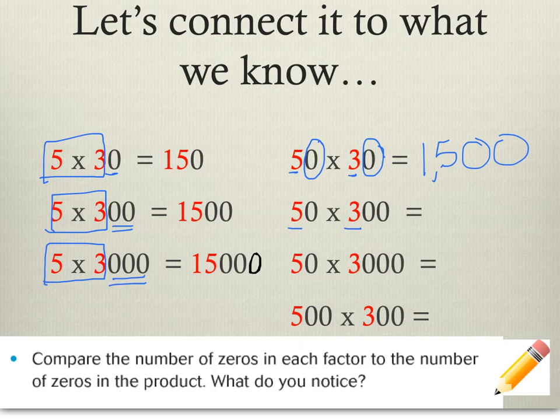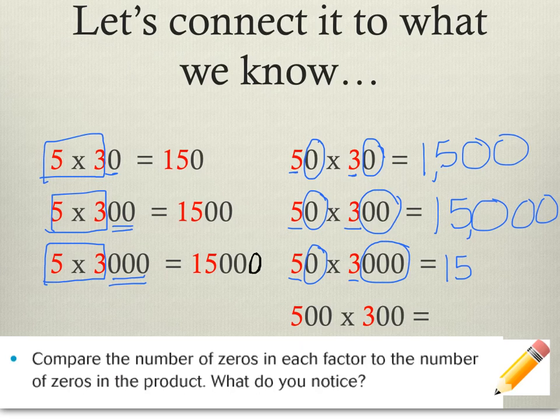50 times 300 still has the basic fact of 5 times 3, which is 15. Only now 50 has 1 zero, 300 has 2 zeros. So I add the 3 zeros into my answer to get 15,000. 50 times 3,000 still uses that basic fact of 5 times 3, only now 50 has 1 zero and 3,000 has 3 zeros. So I need to add 4 zeros to my answer, giving me 150,000. I can do this again for the number 500 times 300.